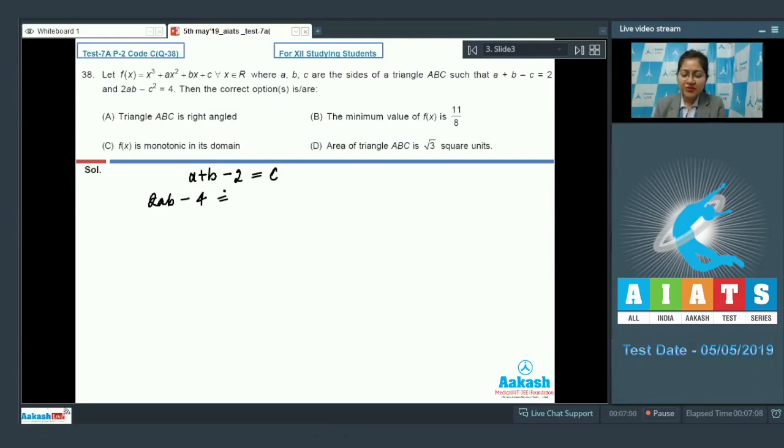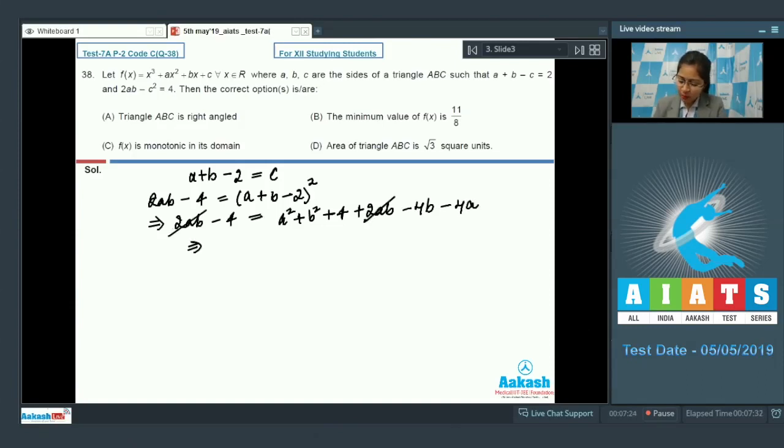So let us put the value of c here. We will get a plus b minus 2 whole square, which means that 2ab minus 4 is equal to, opening the square, a square plus b square plus 4 plus 2ab minus 4b minus 4a. Now, cancelling 2ab on both sides, we will get a square plus b square minus 4a minus 4b plus 8 equal to 0.